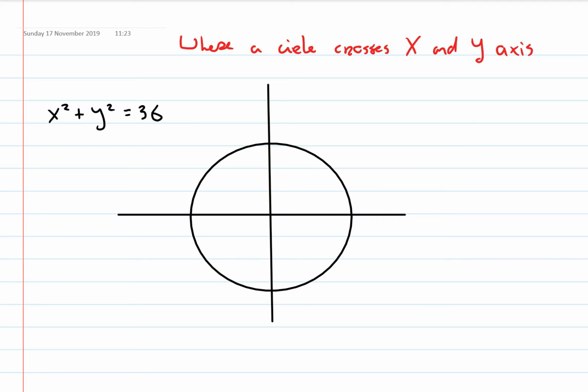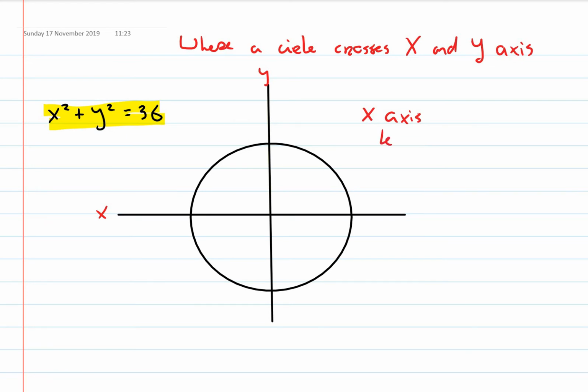In this video, we're going to look to find where a circle crosses the x and the y axis. Here's the y axis, here's the x axis. The first one I look at is a circle with centre 0, 0. So here's one: x squared plus y squared equals 36. So I want to find out where the circle crosses the x axis, for example.